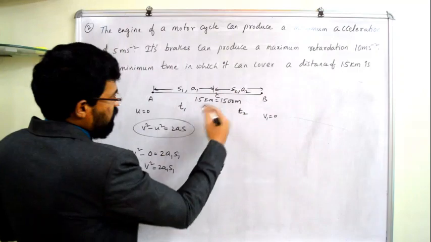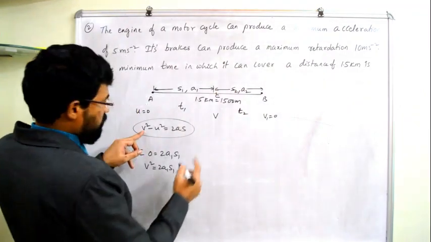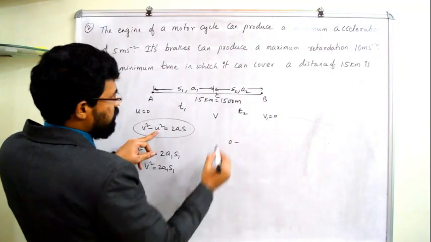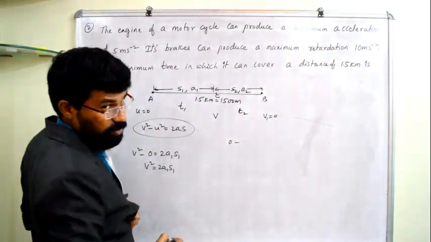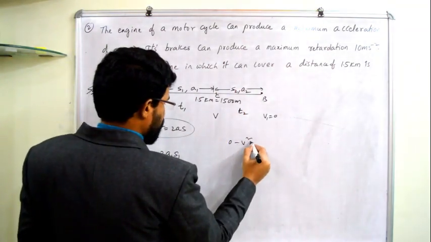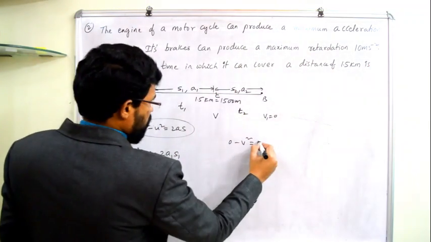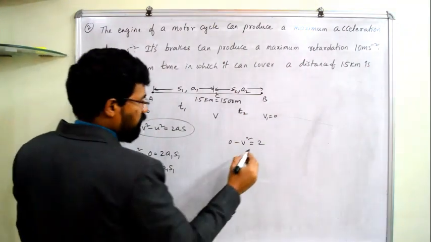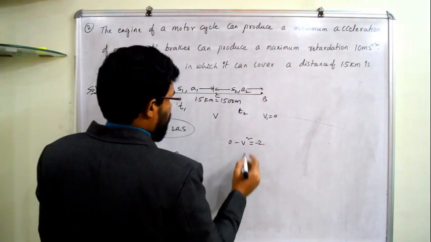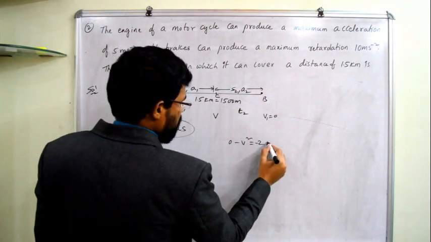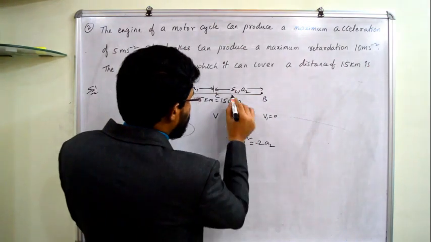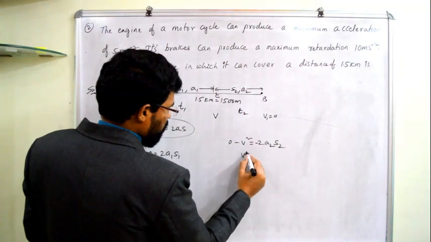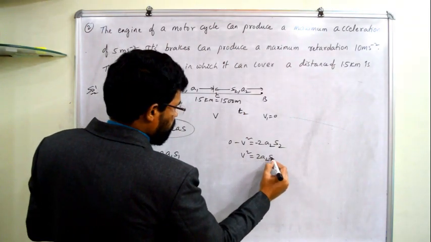Now for the second slot, if I apply the same equation, what is the final velocity? 0. So 0 minus, what is the initial velocity for the second slot? This v is the initial velocity. 0 minus v square equal to 2 into, in the second slot it is undergoing retardation, so you have to replace acceleration with minus A2, into the distance covered S2. Minus minus gets cancelled, you will have v square equal to 2a2 s2.